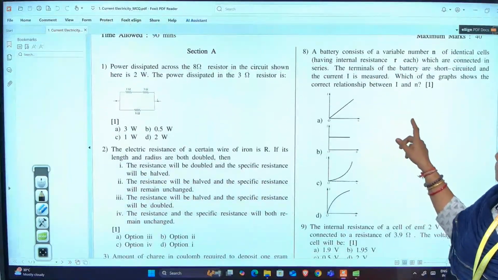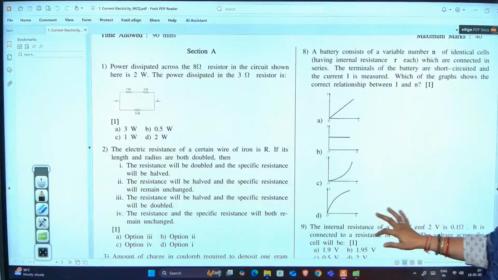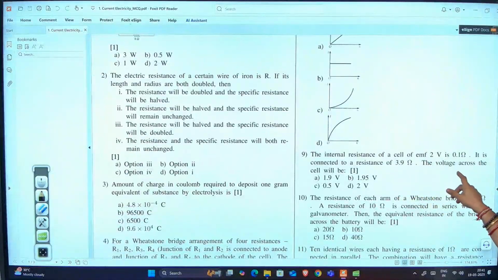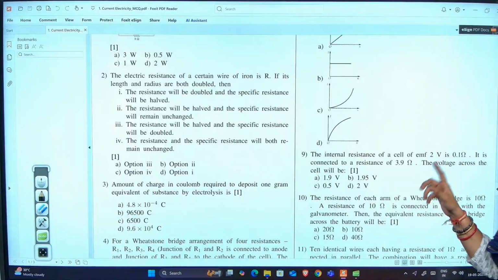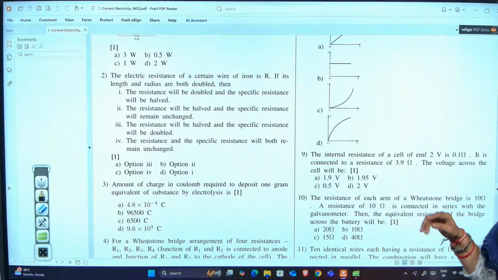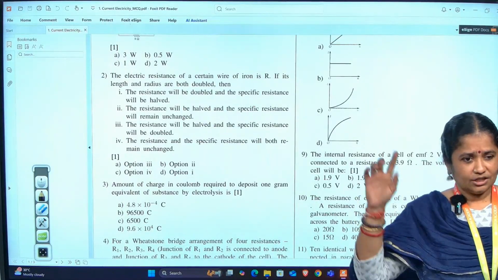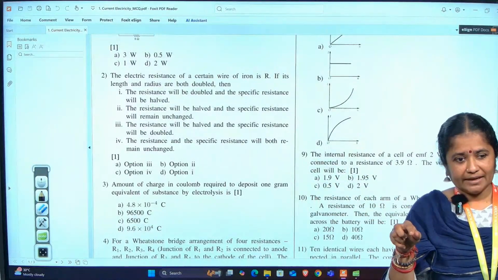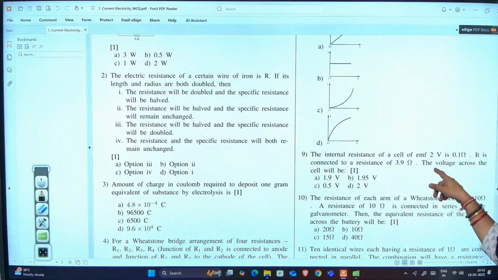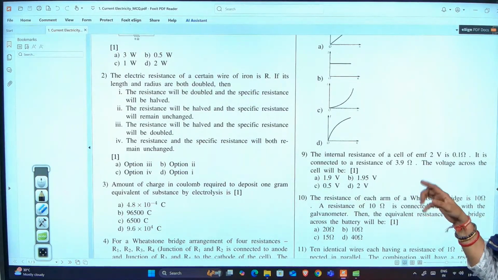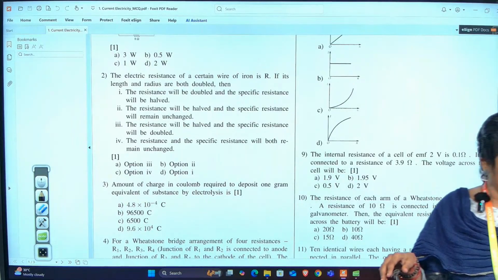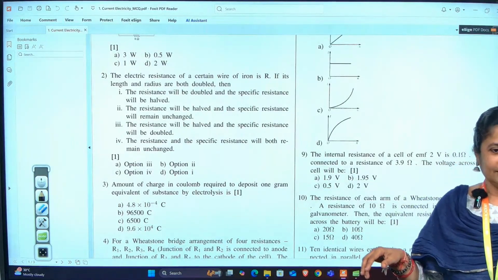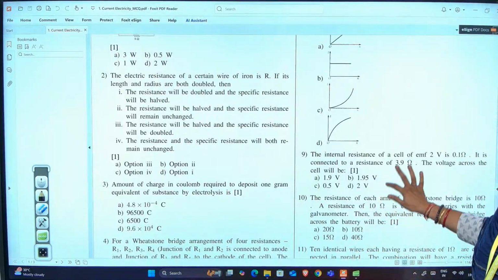Battery connected of a variable number of B. Then the internal resistance of a cell is given. It is connected to an external resistance. What was the formula? V is equal to I into R, but I is equal to epsilon divided by r plus R. 2 divided by 3.9 plus 0.1, into 3.9. Finally, 3.9 divided by 2 you got, which is 1.95.